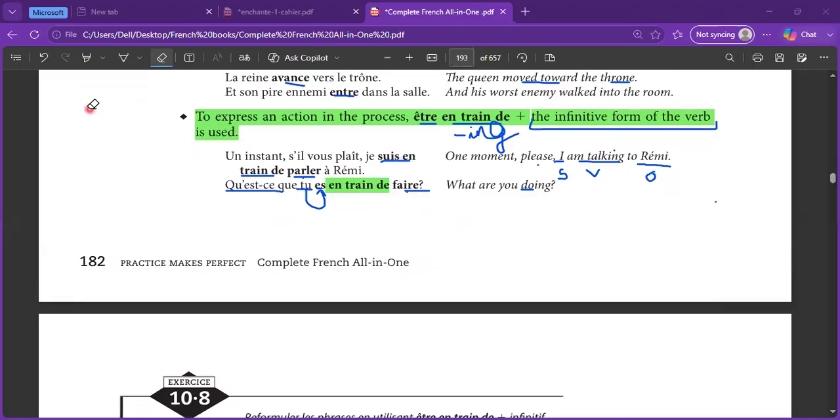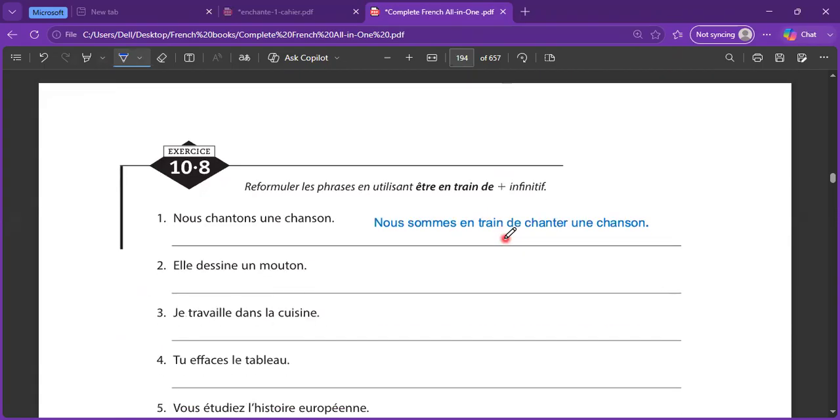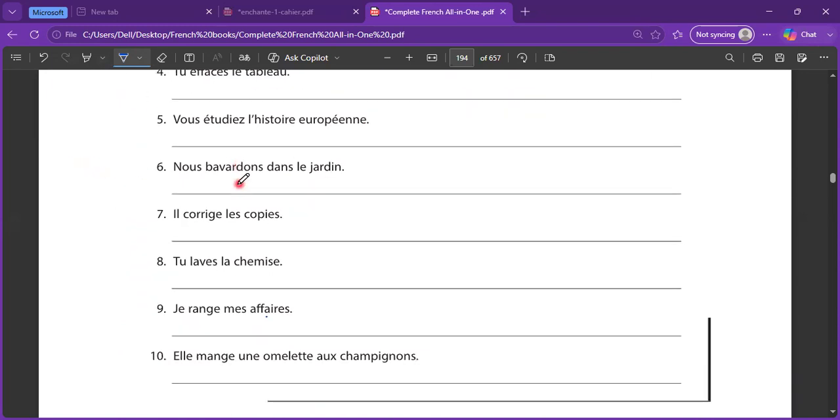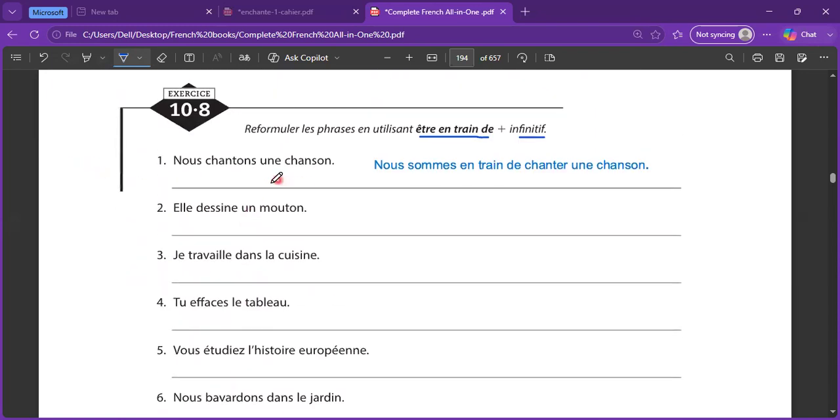Now, as we have understood how important this concept is, we will solidify with the help of an example. It says, reformuler les phrases en utilisant être en train de plus infinitive. We can see the whole exercise in front of us. First one is just an example solved for you guys. Like here, we are saying nous chantons une chanson. We are singing a song, but it's not sure that at the time of speaking, when you are saying this sentence, you are actually doing that action.